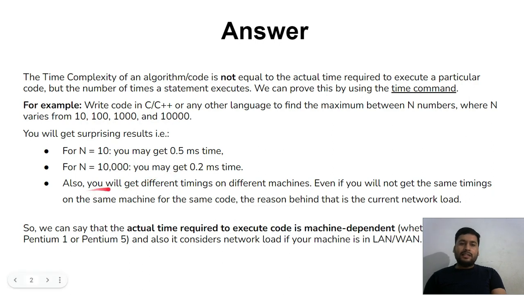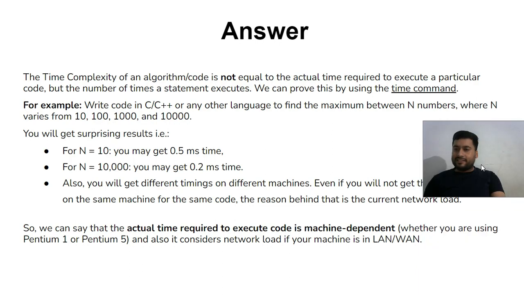You will get different timings on different machines, and even on the same machine you will not get the same timings for the same code. The reason behind that is the current load. Whenever you are running the code on your system, sometimes the load on the particular system is high, so because of that we also face this issue.